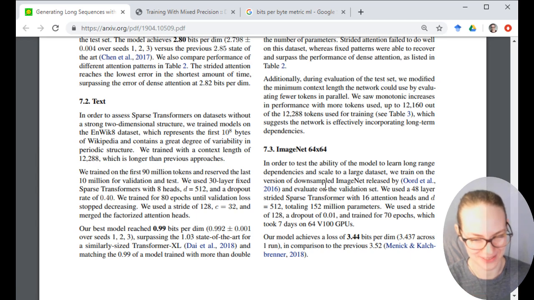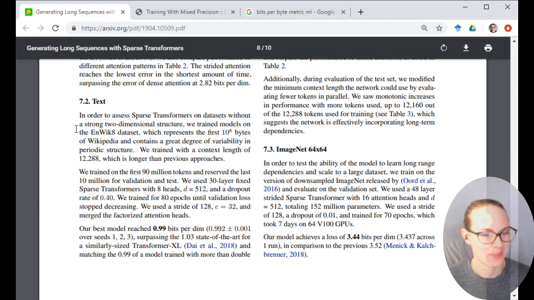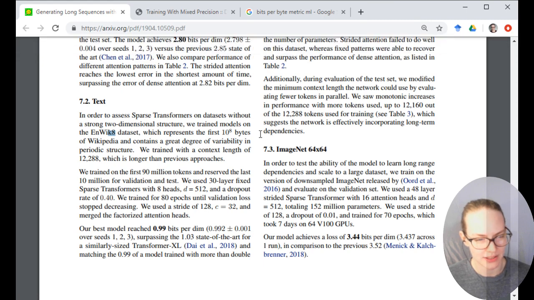Let's head back to the paper, and we were aroundish here. We trained models on the enwik8 dataset, which represents the first 10 to the 8 bytes of Wikipedia and contains a great degree of variability in periodic structure. We trained with a context length of 12,288, which is longer than previous approaches.